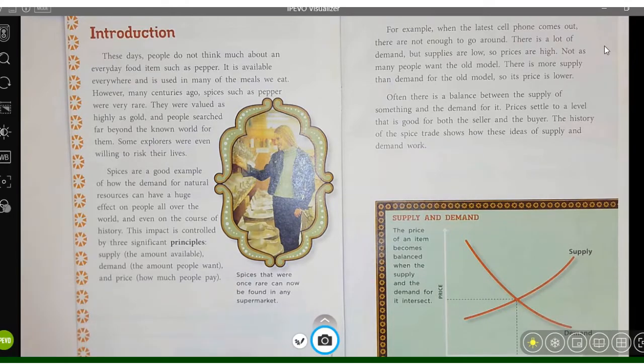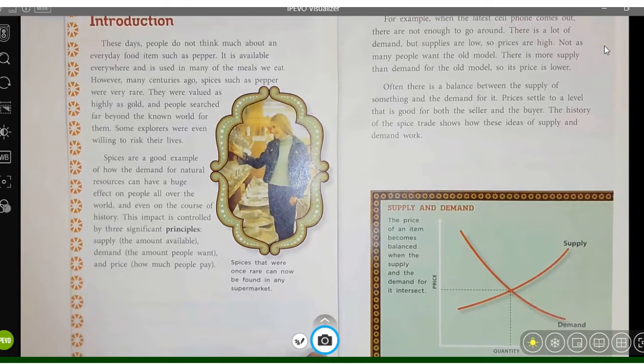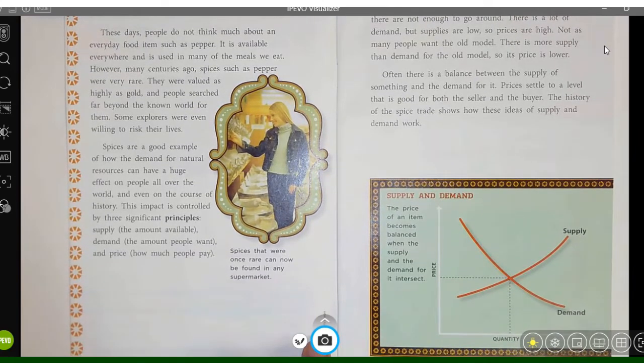For example, when the latest cell phone comes out, there are not enough to go around. There is a lot of demand, but supplies are low, so prices are high. Not as many people want the old model. There is more supply than demand for the old model, so its price is lower. Often there is a balance between the supply of something and the demand for it. Prices settle to a level that is good for both the seller and the buyer. The history of the spice trade shows how these ideas of supply and demand work.